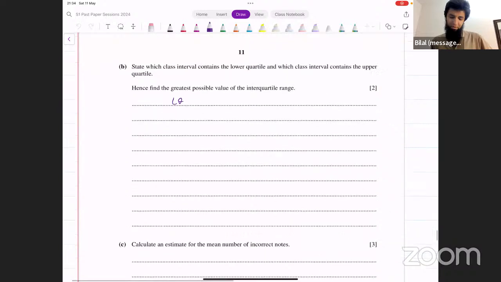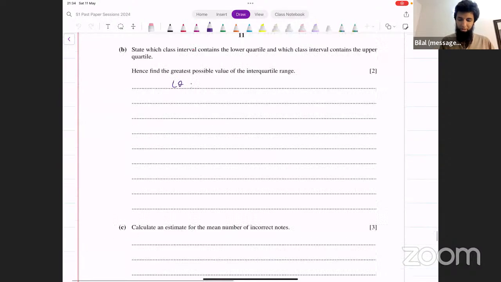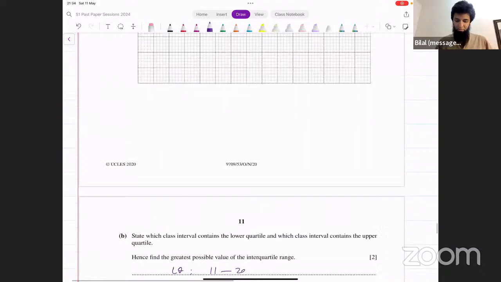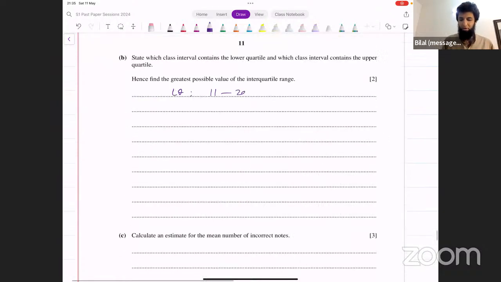So for the lower quartile, we're talking about the number of incorrect notes. Okay, so this is a discrete variable. Remember, it's a discrete variable. Whereas the lower quartile is going to be 11 to 20. Okay, so you can figure that out. I expect you to be able to do that. And then 91 into 3/4, that's 68.25. That will be in the 21 to 40 interval. Okay, so for this part, you will find the upper quartile and the lower quartile. The upper quartile is in this interval from 21 to 40.